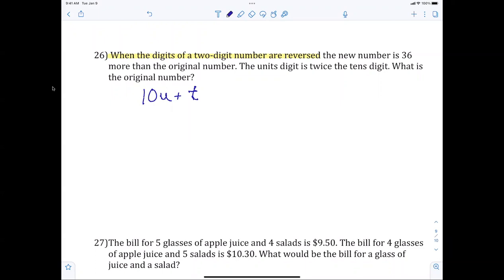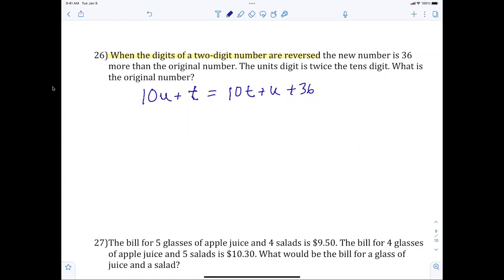When the digits of a 2-digit number are reversed, the new number is, what does that mean? Equals 36 more than the original number. What was the original number? The original number was 10t plus u. And what am I going to do to that? Add 36. Now, once again, I know it's new to you. Brand new type of word problem. I just want you to keep that straight. Is everybody okay with that?